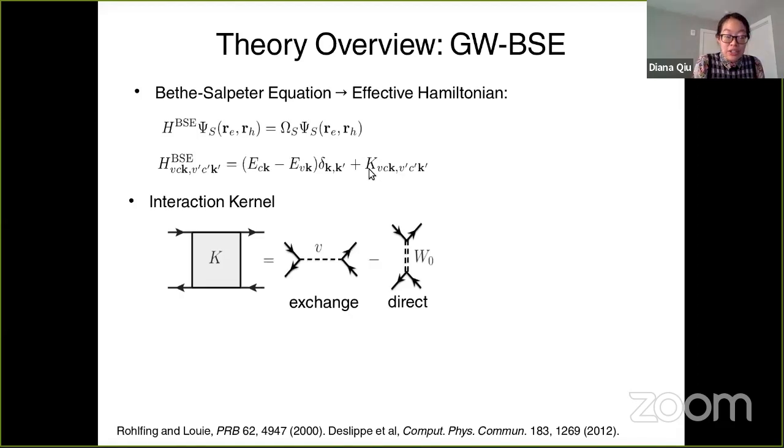The interaction kernel is made up of two interactions. You have the direct Coulomb interaction between the electron and the hole, which is an attractive interaction that's mediated by the screened Coulomb interaction. And then you have an exchange term, which is repulsive and is mediated by the bare Coulomb interaction.